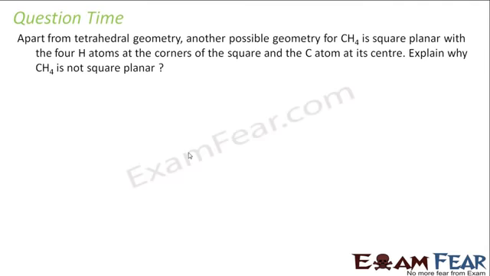Apart from tetrahedral geometry, another possible geometry for CH4 is square planar with 4 H atoms at the corners of the square and C at the center. The question is, why is CH4 not square planar?